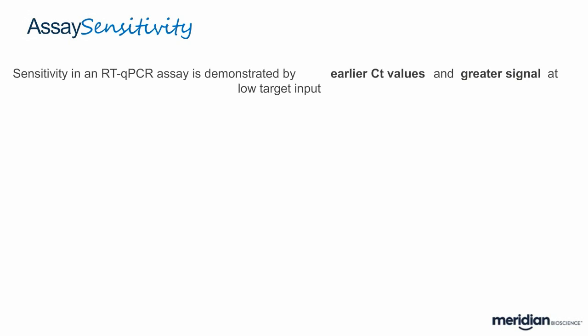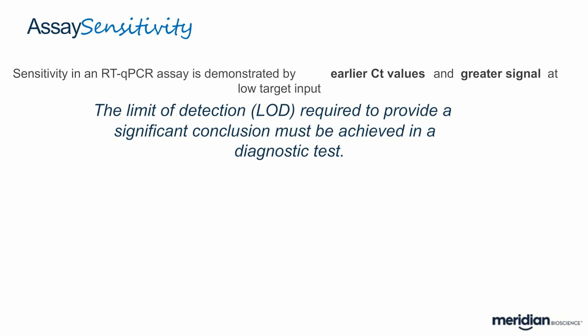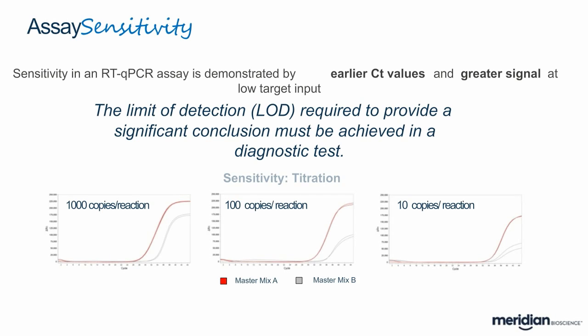The next challenge I would like to address is sensitivity. Sensitivity in an RT-qPCR assay is demonstrated by earlier CT values and greater signal at low target input. The nature of the assay and target will define the limit of detection that is required to provide significant conclusions for your diagnostic test, and addressing sensitivity is important if your diagnostic test requires it.